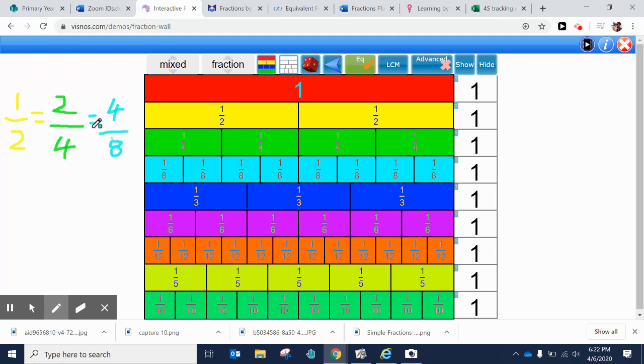So I want you to look at these fractions. 1/2 is equivalent to 2 quarters, and 2 quarters is equivalent to 4 eighths. We could just say 1/2 is equivalent to 4 eighths as well. So they are all equivalent. I want you to look very carefully and see if you notice a pattern.